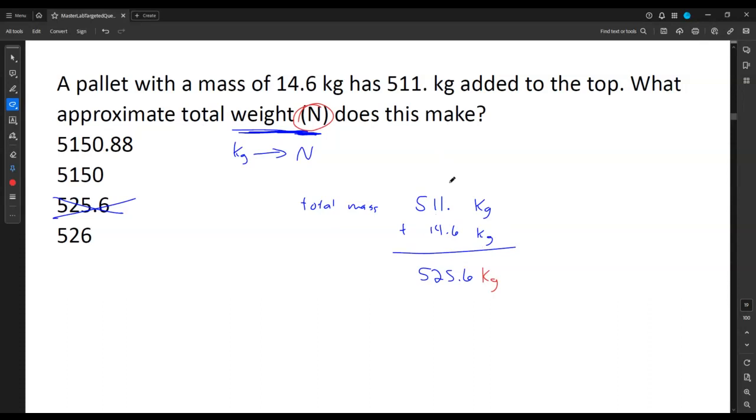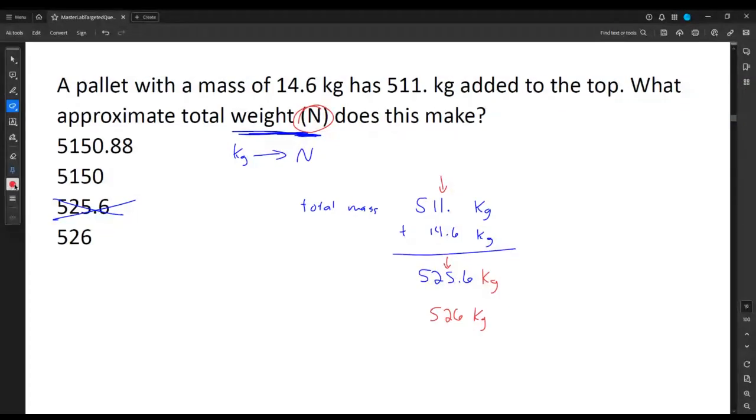Okay, so then now, rounding rules with addition use the least precise. So look, this decimal place ends further to the left than the other one, and that means that I want my answer to round here. So that's going to round to 526 kilograms.